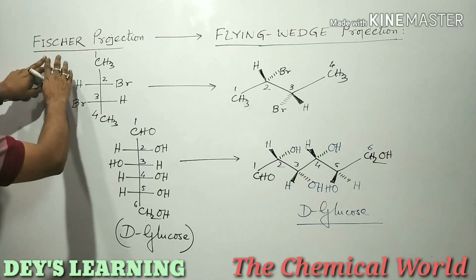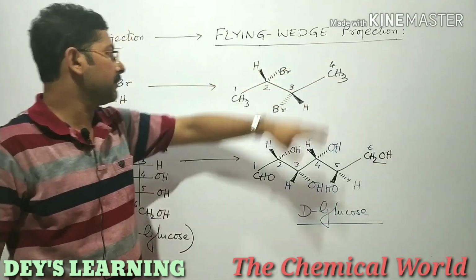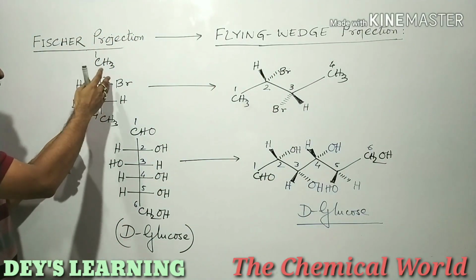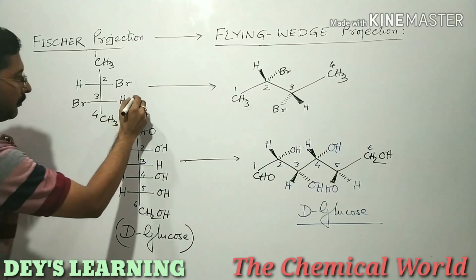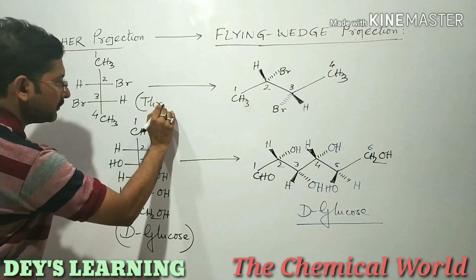Again, we want to convert the Fischer projection formula into Flying-Wedge projection formula. Look at here. This is our structure. This is 2,3-dibromobutane, and this is the threo form. We know this is the threo form.